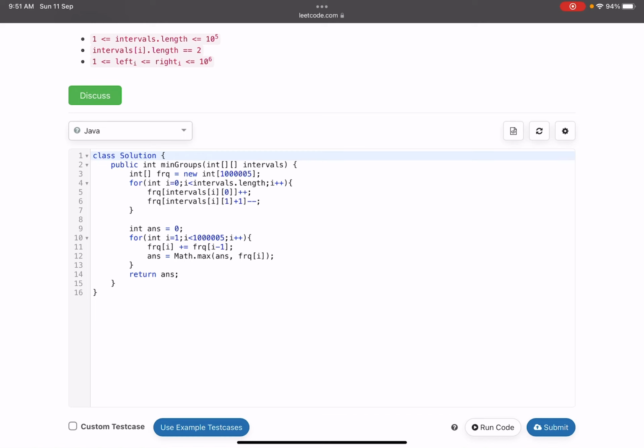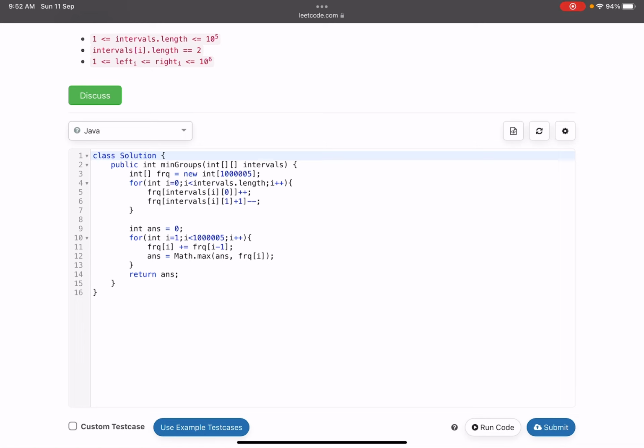So what I have done on line number 5, for intervals of I of 0 I have incremented it, and for intervals of I of 1 plus 1, I have decremented the next index of the last point in that particular interval, right? On line number 10 you can see I have a loop, and I have calculated the prefix sum, and I am calculating the maximum number of intervals that are intersecting. I return that as my answer, right?